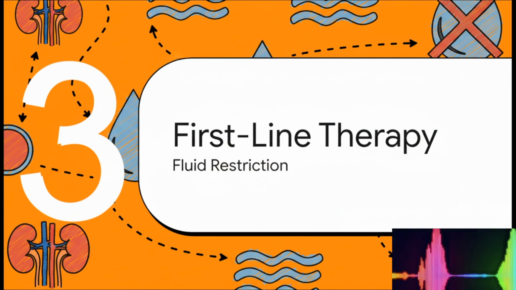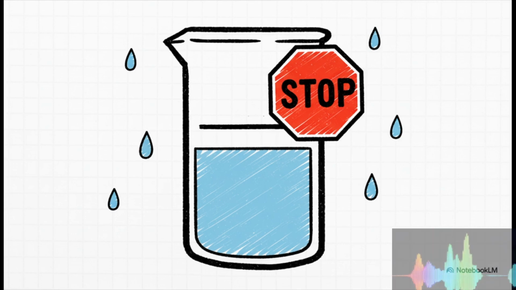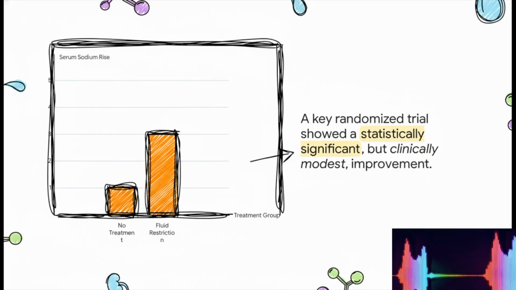Step 1, the cornerstone of how we start managing this is, of course, fluid restriction. This is standard practice, recommended in both the European and US guidelines. We're usually aiming for less than a liter a day, somewhere in that 500 to 1,000 milliliter range, to try and get them into a negative water balance. But how well does it actually work? Well, the efficacy can be pretty modest.